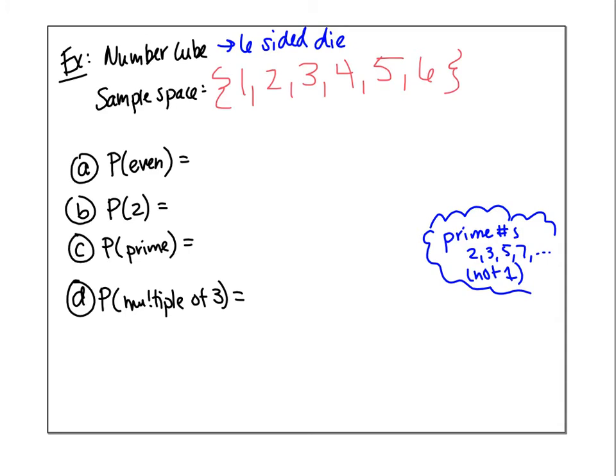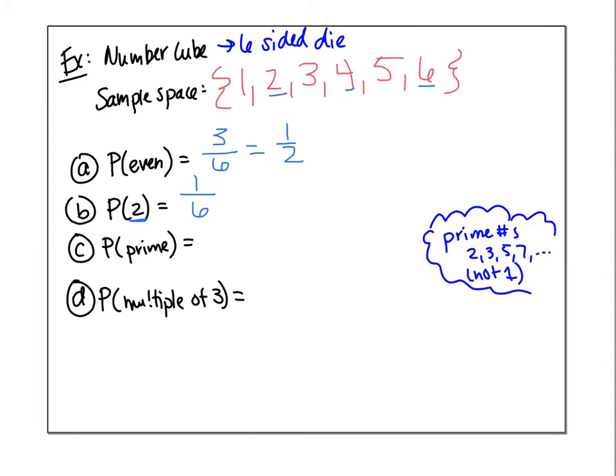We want to know the probability of getting an even number. Even numbers would be 2, 4, and 6. So that's 3 of the numbers out of the total of 6, which is a 1/2 chance. Part B asks for the probability of getting a number 2. There's only one number that's 2. Be careful there, you don't want to actually put the 2 on top. That's 1 out of 6 chance.